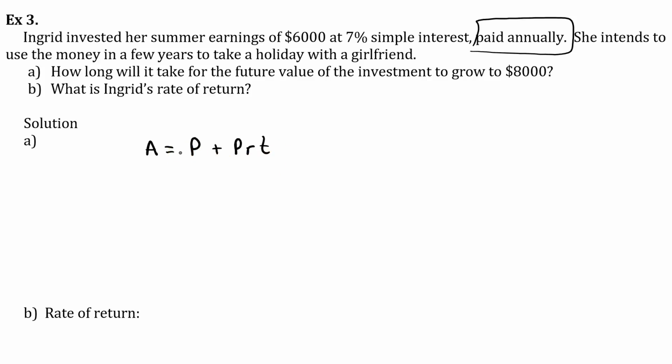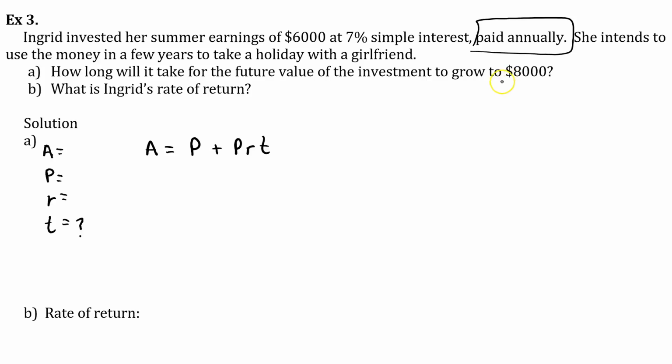So let's off to the side write down all the variables and see if we can fill in these blanks. A, P, not capital R, silly, little r, and T. Now the question right here is saying how long is it going to take for the future value of the investment to grow to $8,000. So how long is it going to take? Well, we don't know. We have to calculate that.